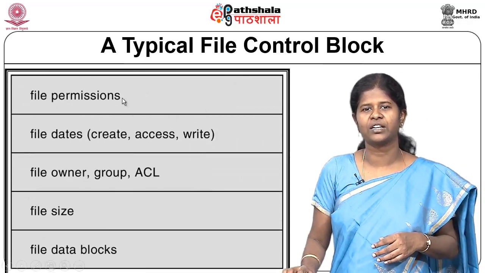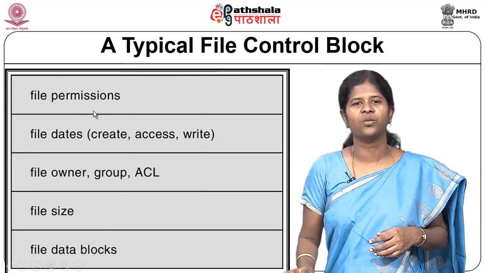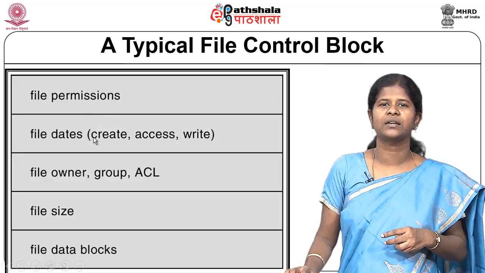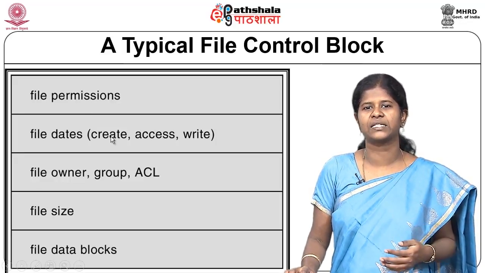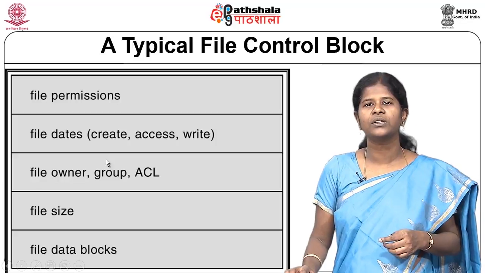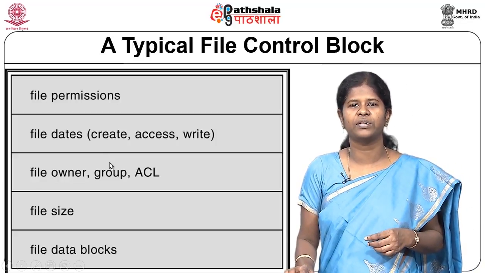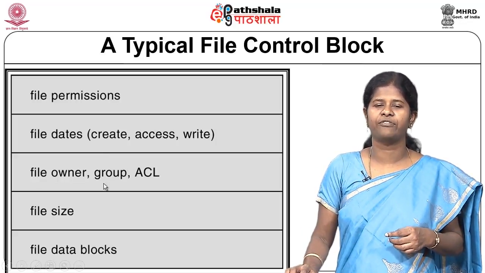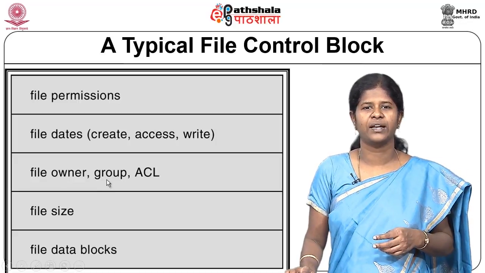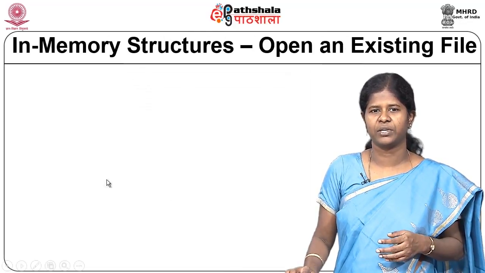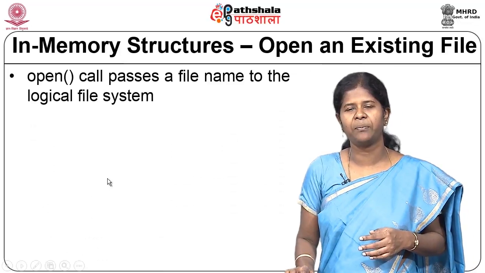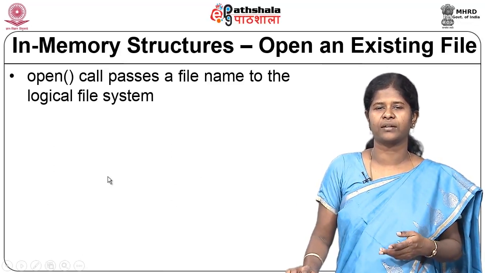So, a typical file control block will look something like this. You will have file permissions, file dates, when it was created, when it was accessed, when it was written, and so on. The owner of the file, the group, the access control list, the file size, the data blocks, and so on. All these will be kept in this FCB. So, now we will see what happens when an existing file is to be opened.